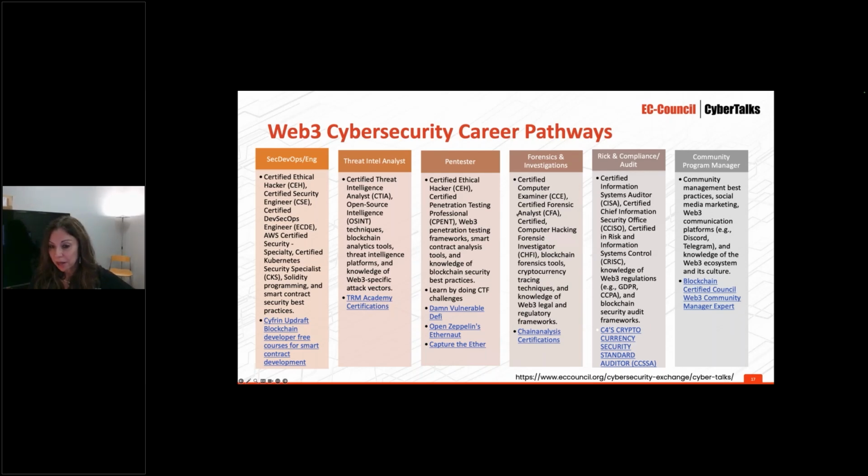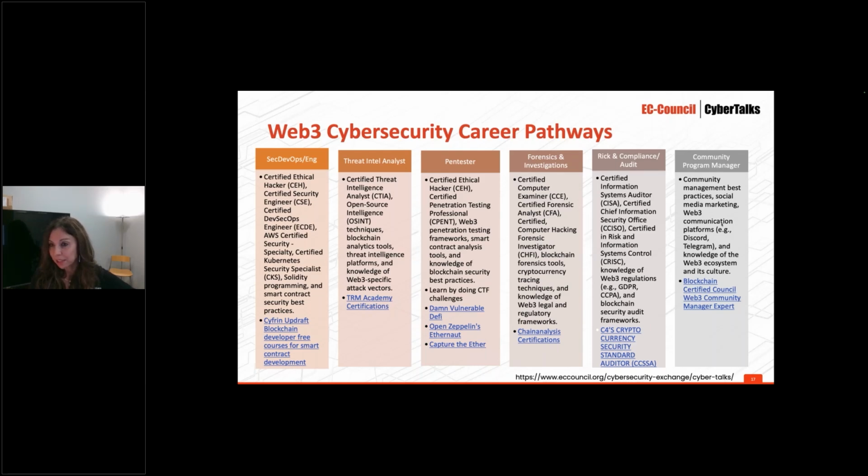For risk, compliance, and audit, I'm going to reference a framework from C4, the Cryptocurrency Security Standard Auditor certification, that also covers the basics of your classic cyber hygiene, but with a focus on key management and some other things specific to Web3 and DeFi platforms. I highly recommend looking at that.